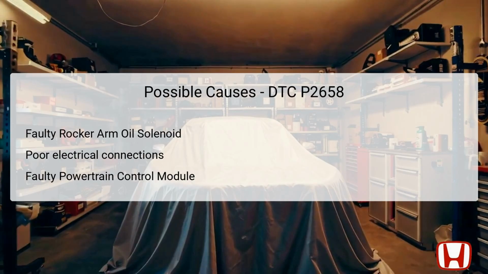Another possible cause might be a defective powertrain control module, PCM, which governs various engine functions, including the VTEC system. The PCM's inability to relay the correct voltage could result in the DTC being triggered. Addressing these potential causes is vital in restoring the functionality of the VTEC system and ensuring optimal engine performance.